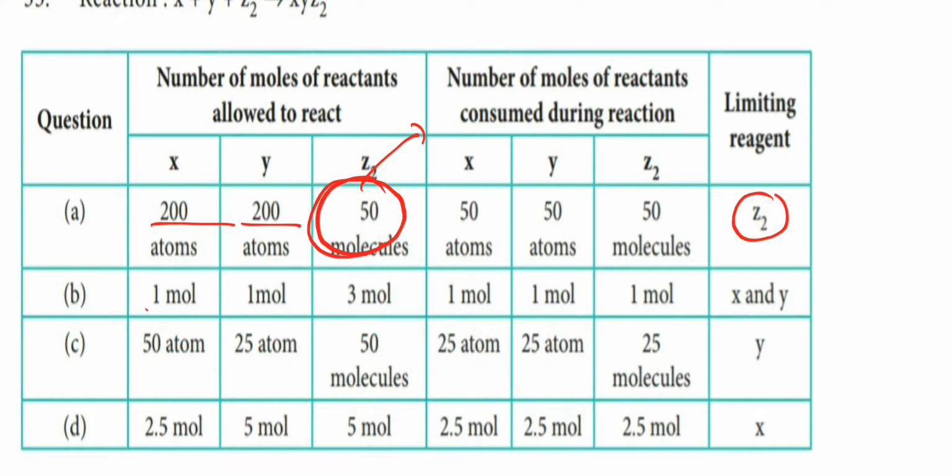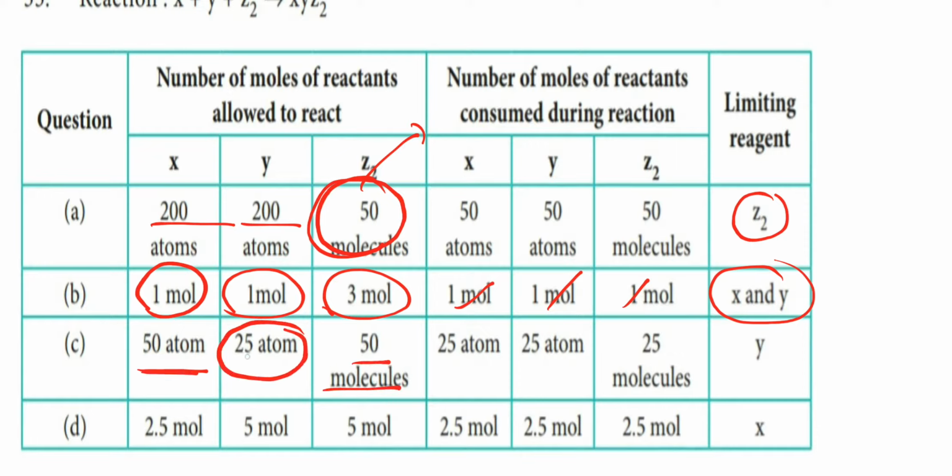அதே மாதிரி இங்கே பாருங்கள், 1 mole of X, 1 mole of Y and 3 moles of Z2 அப்படின்னா number of moles consumed எவ்வளோனா 1 mole 1 mole 1 mole. அப்போது which one is the limiting reagent? X and Y are said to be the limiting reagent. அதே மாதிரி இங்கே பாருங்கள், 50 atoms of X, 50 molecules of Z. What about the Y value? Only 25. அப்போ அந்த 25 தான் ரியாக்ட் பண்ணியிருக்கோம். அப்போ which one is the limiting reagent? Y is said to be the limiting reagent.